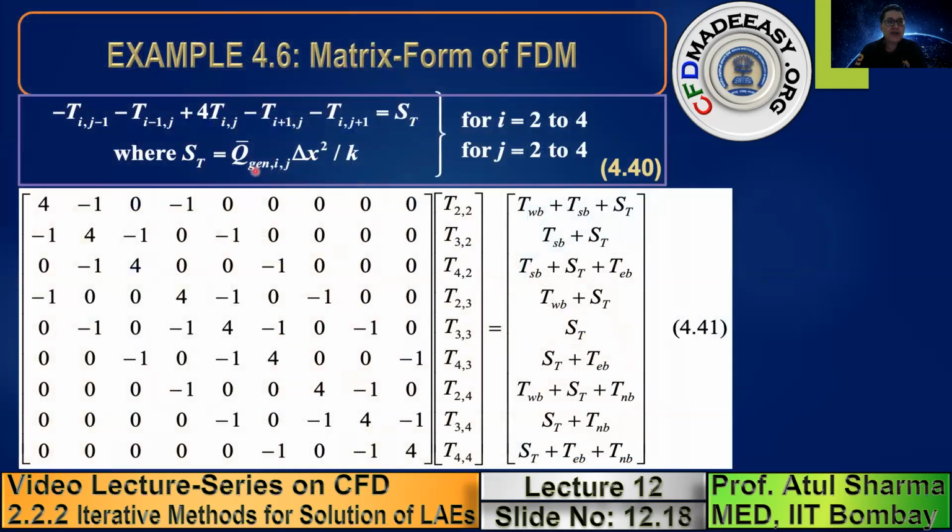This is the matrix form of the finite difference method. So if you vary i and j as shown here, then you can write this equation in this matrix form.